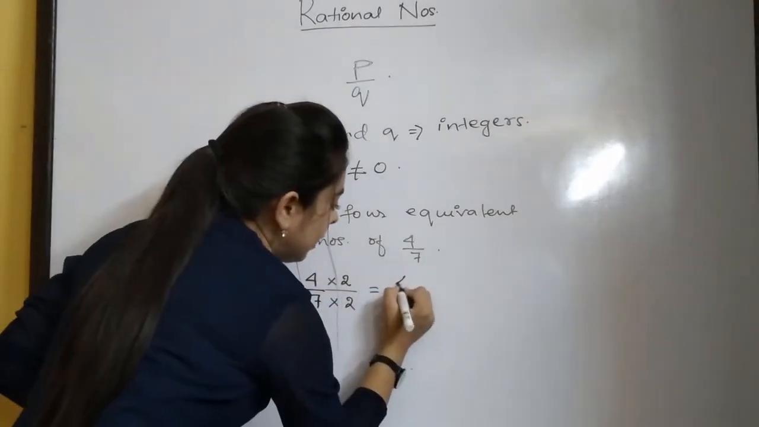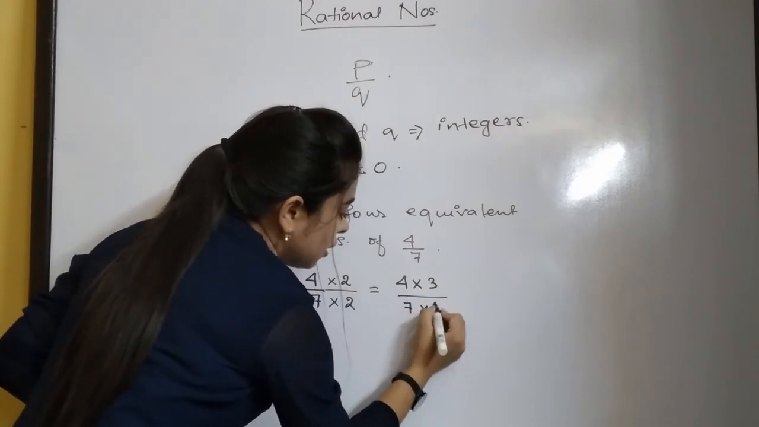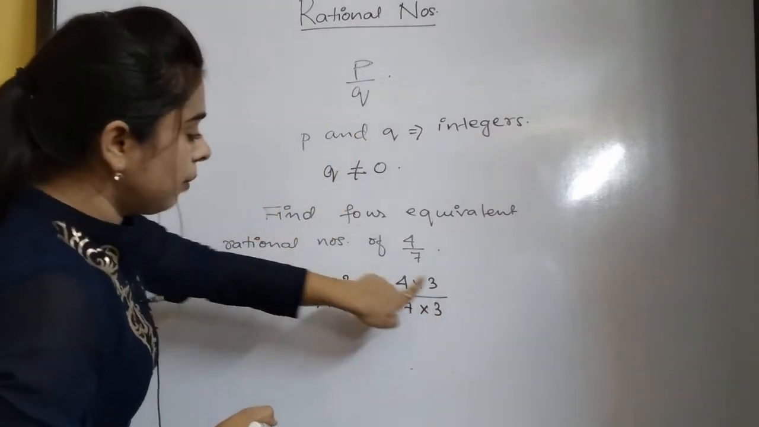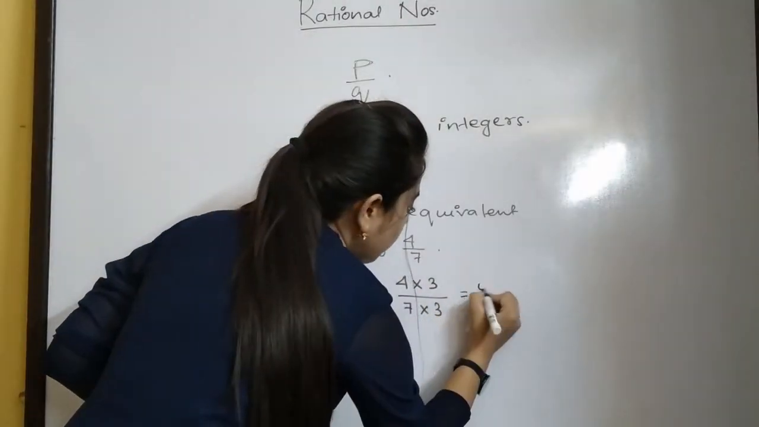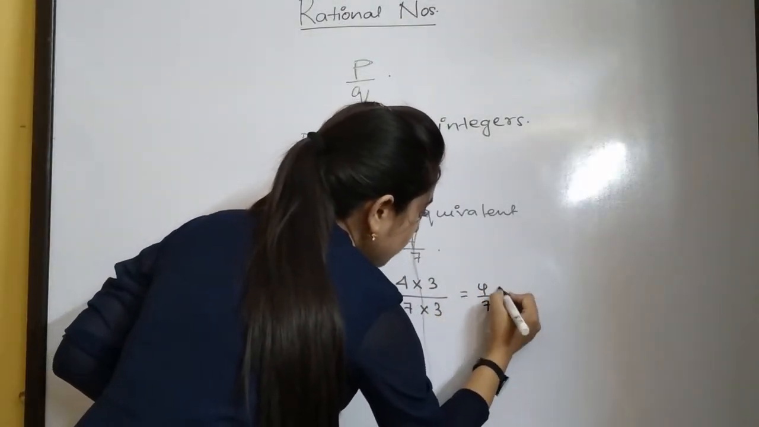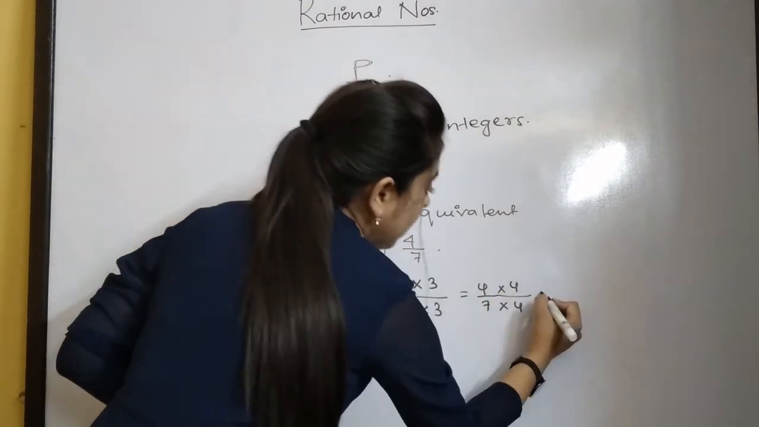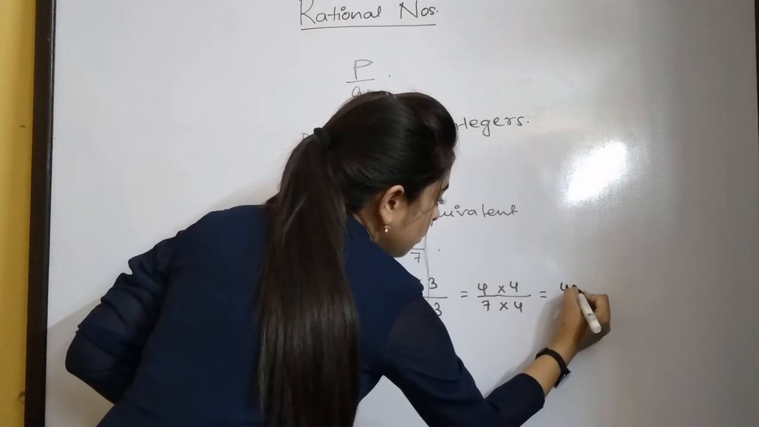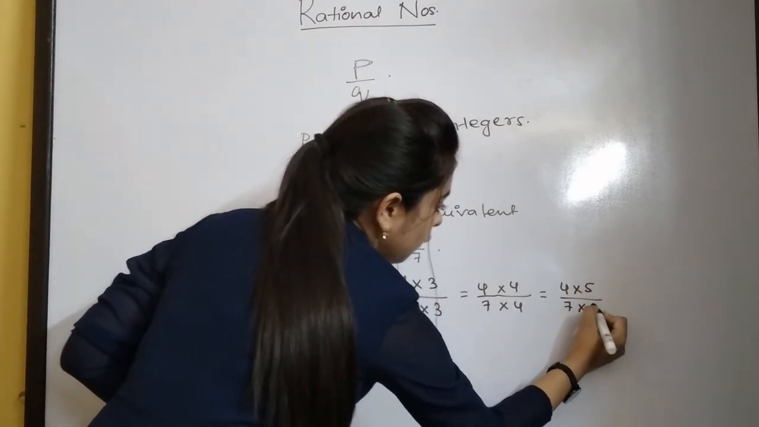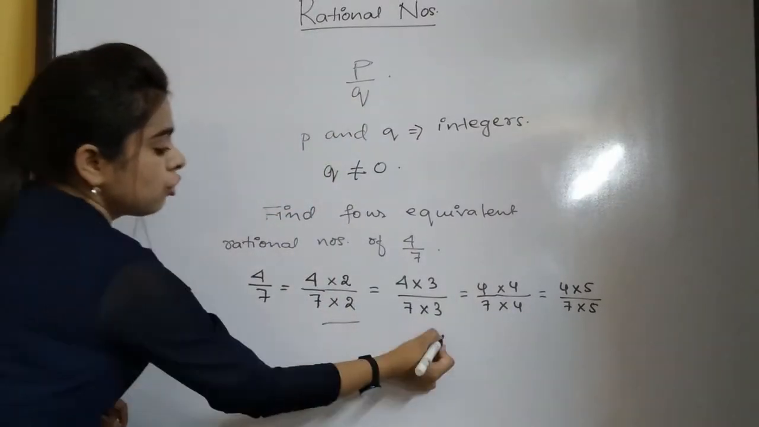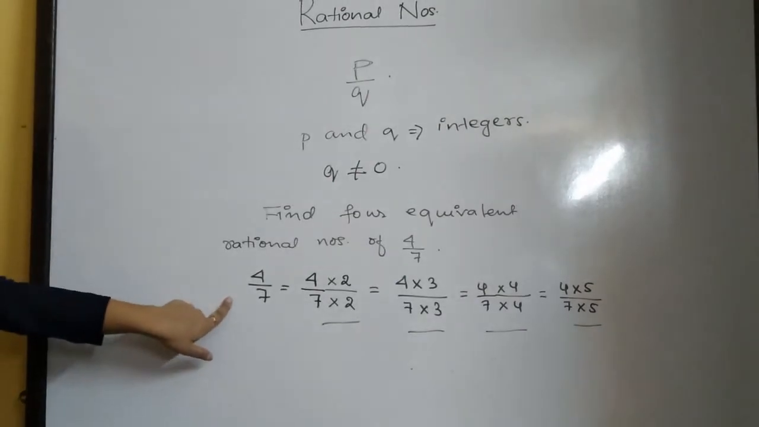Now again, if I do it like this, 4 into 3 and then 7 into 3. So I am multiplying the numerator and denominator with 3. Now again, if I multiply the numerator with 4 and the denominator also with 4, and again multiply the numerator with 5 and the denominator also with 5, we will have 4 such rational numbers which are equivalent to 4 by 7.